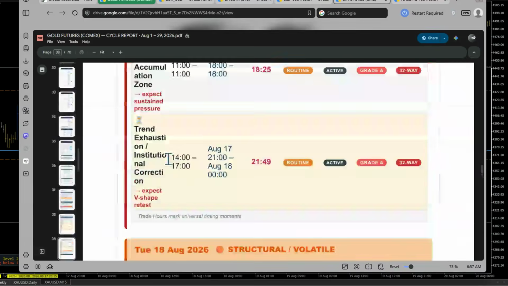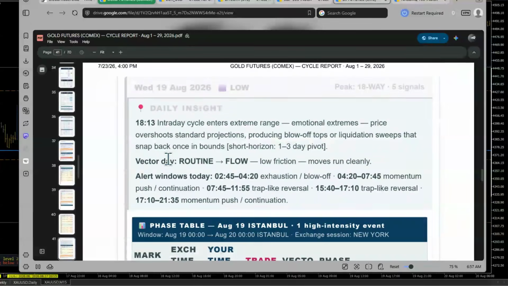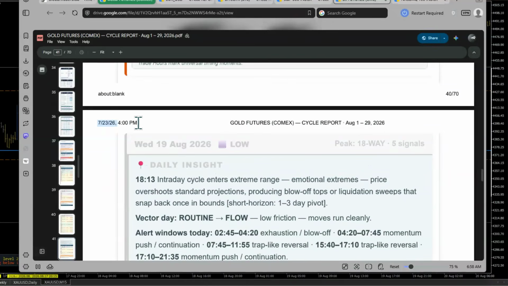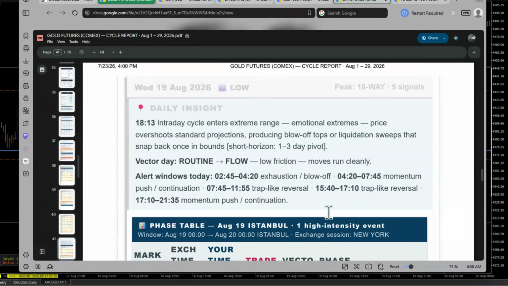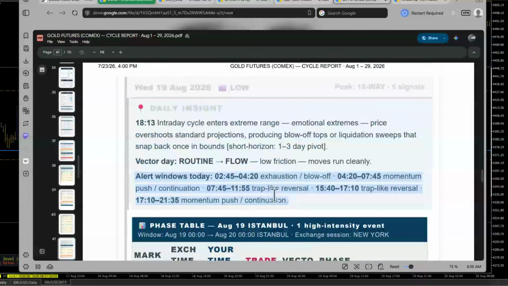And on Wednesday you can see the system also giving you a heads up. This is Monday, Tuesday, and Wednesday. Look here, as you can see. All right, so we've got a red balloon there. Intraday cycle enters extreme range, emotional extreme. So once you find direction, you don't want to stand in the way. And look how beautiful that is. It is telling you that from the beginning of August, because I printed this out on the 23rd of July. So knowing what's going to happen beforehand, you can also use the alert window time periods and the hours here to enter into any trade you want.